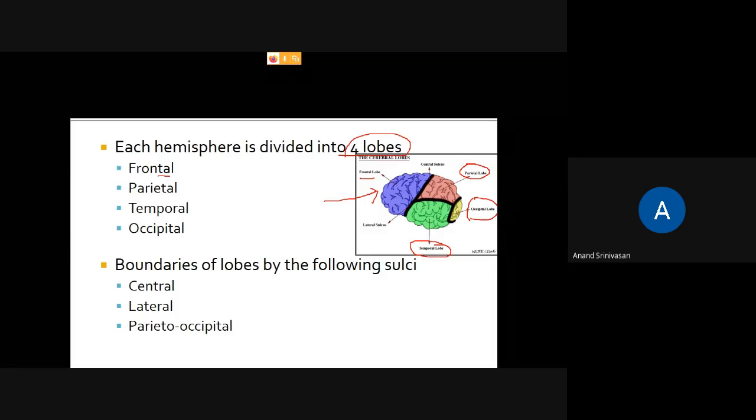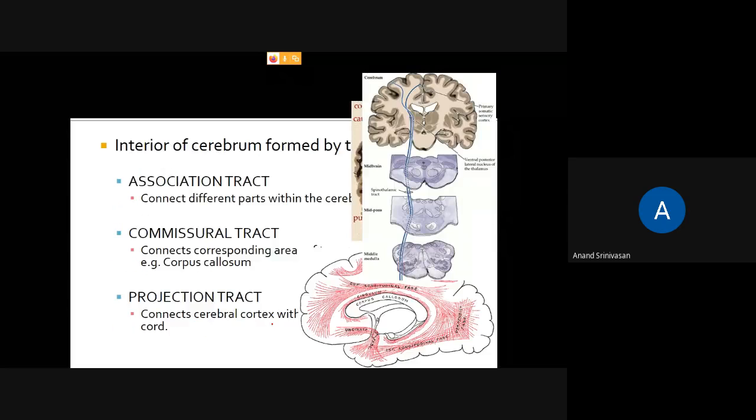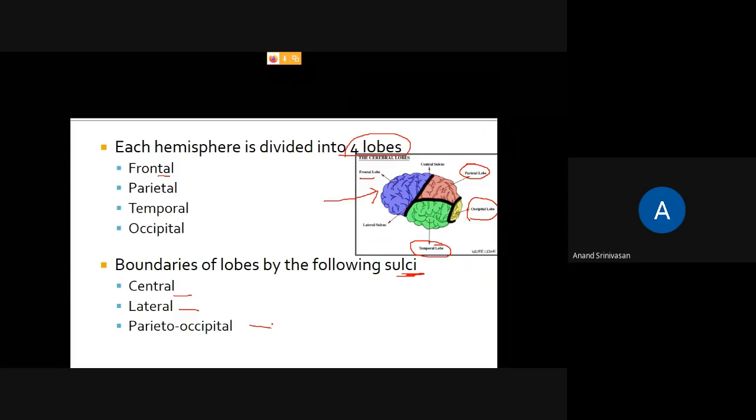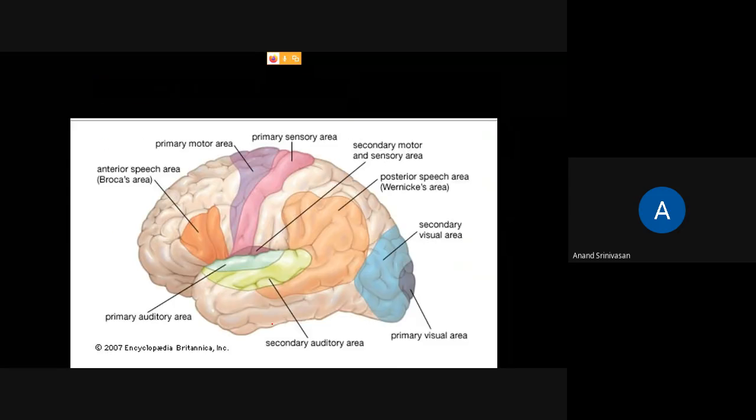The cerebral hemisphere can be divided. There are certain sulci which form these lobes. These sulci are the central sulcus, lateral sulcus, and parieto-occipital sulcus. Now let's see where these sulci are located. I'll just show you in this picture.